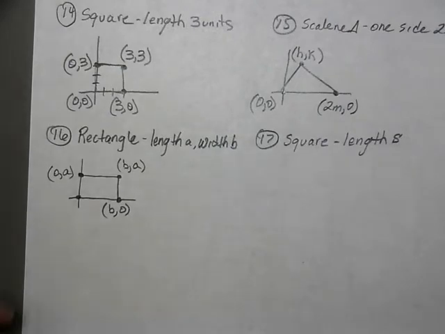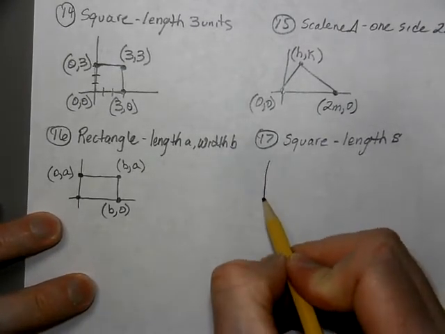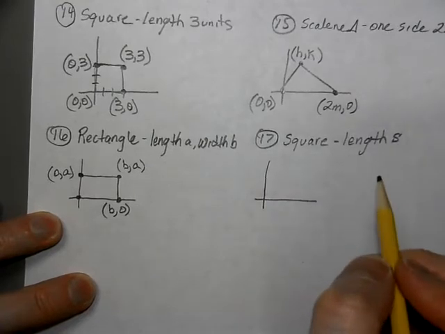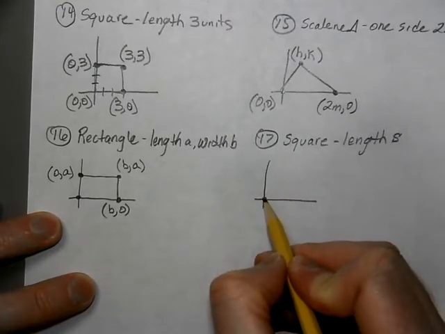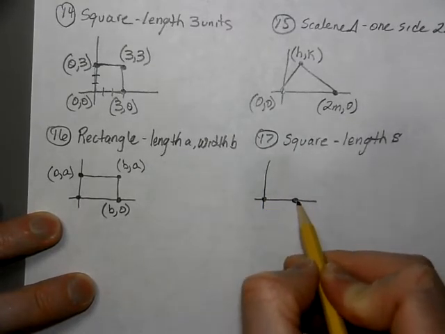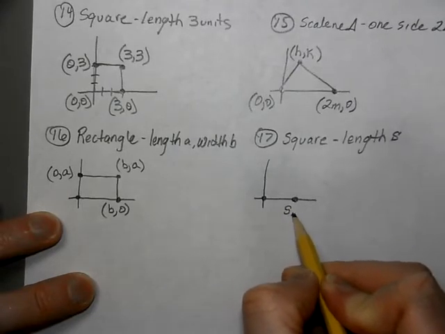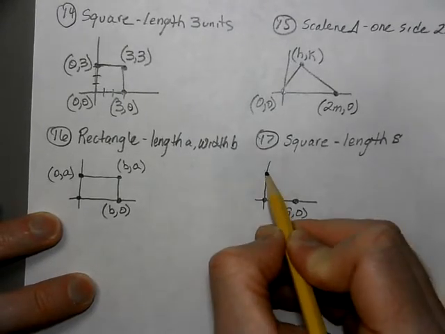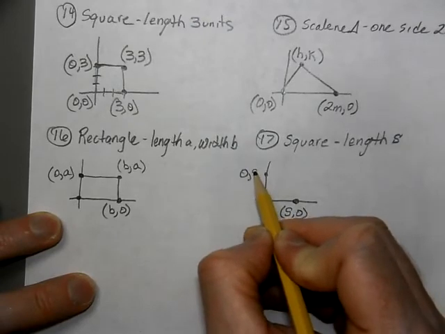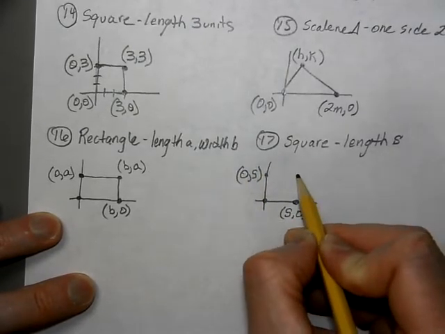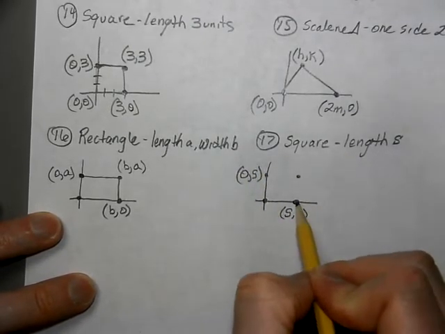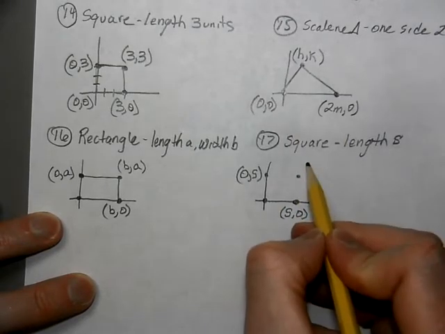For number 17, we're going to do a square, and the side length is going to be S. So I know this is going to be S comma 0, 0 comma S, and our final point will be S, S.